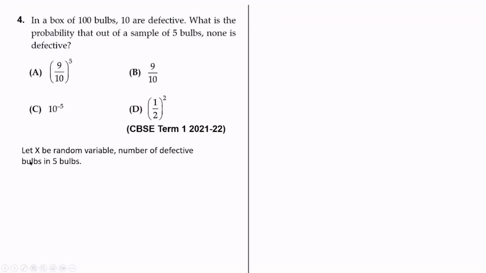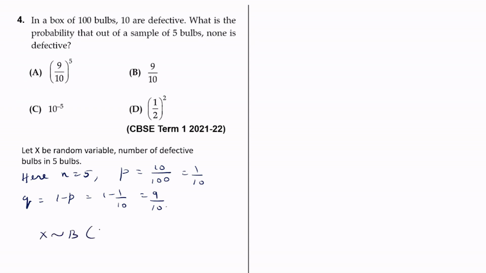So here let x be the random variable, the number of defective bulbs in 5 bulbs. So x follows a binomial distribution with parameters n equal to 5, and probability of success is the probability of a defective bulb. So here n equal to 5 and the probability of a defective bulb is 10 by 100, or it is 1 by 10. And now we know q is the probability of failure, it is 1 minus p, which is 1 minus 1 by 10, that is 9 by 10. Therefore X follows binomial distribution with parameters 5, 1 by 10.